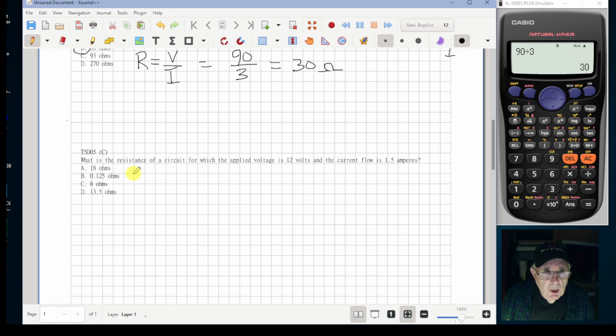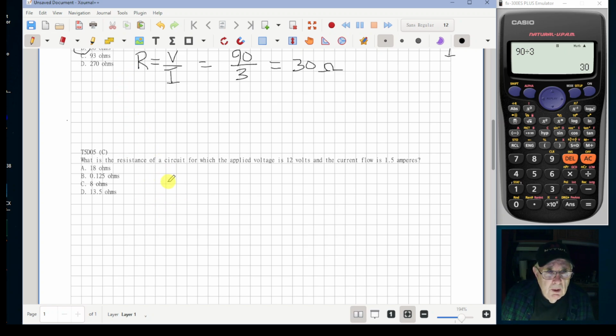So they're asking, what is the resistance of a circle for which the applied voltage is 12 volts and the current flow is 1.5 amperes? Okay, what don't we know of the three values? Well, they're giving us volts, they're giving us amps, so it's resistance. And they say, what is the resistance? Okay, I'm sure that's obvious to you.